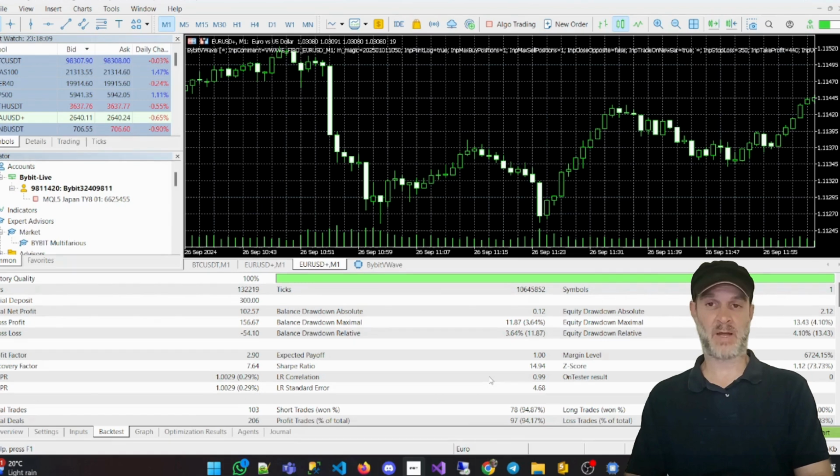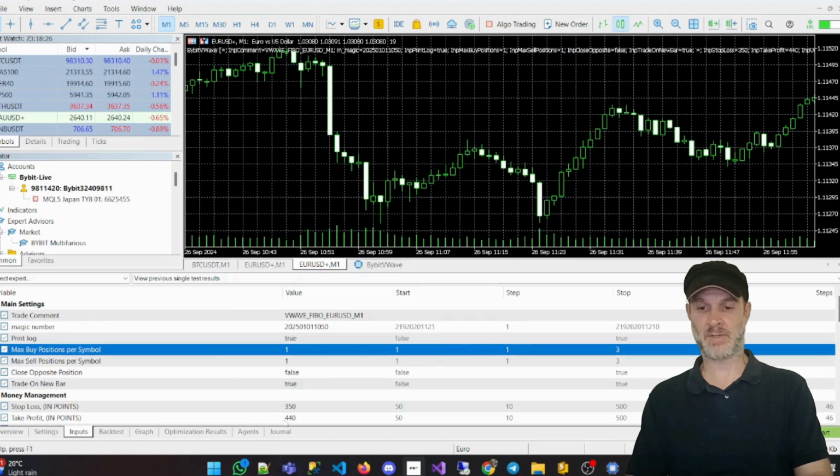So I like to keep my drawdowns to about 3 to 4%. Anything less than 5% is decent, and make about 30 to 40%, so 10% per month basically that you're making. So fairly decent results in the EURUSD.